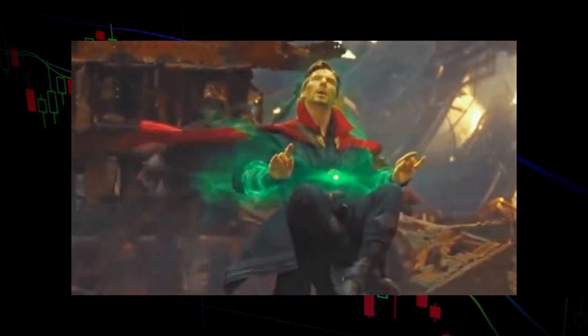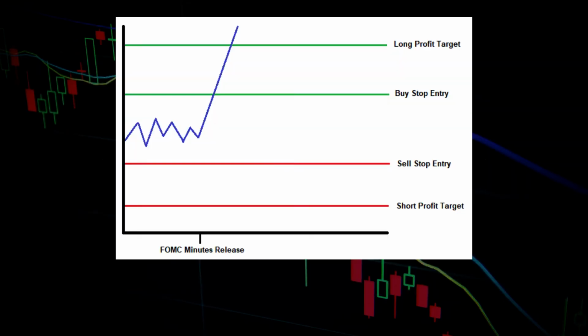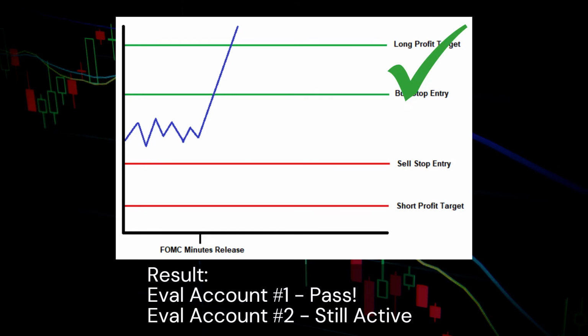The first outcome would be that price just spikes hard in one direction, and I instantly hit the profit target on one account. The other account stop order just wouldn't get filled, so I'd pass the evaluation on one account, and the other one would still be active.